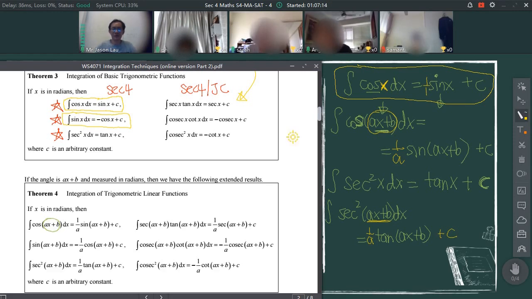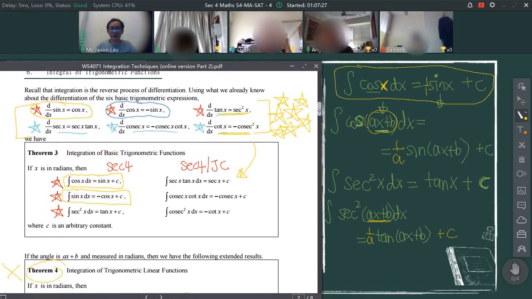So I would say for theorem 4, no need to remember. You just need to know that when the angle gets complicated, you need to take care of the angle with the chain rule. Basically, the differentiation rule is very important. Then use the differentiation to help you remember the integration. But these three, if you can remember, would be good because you can respond faster to problems. So let's look at the problems.